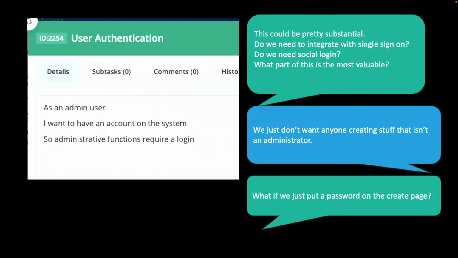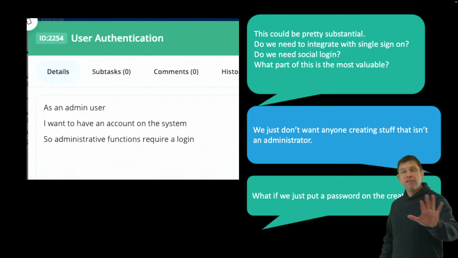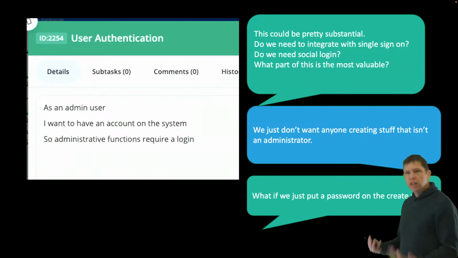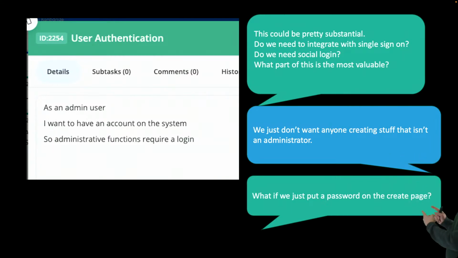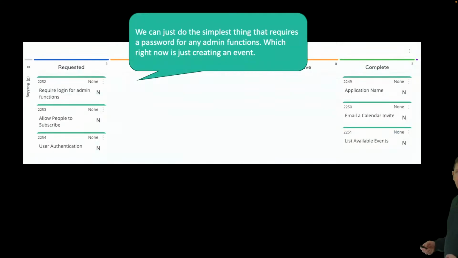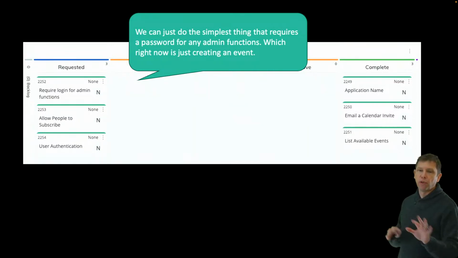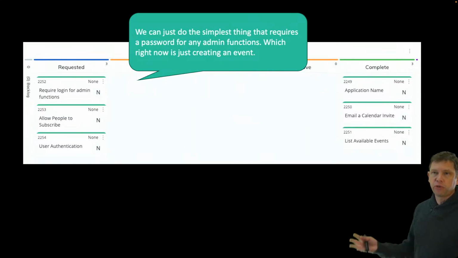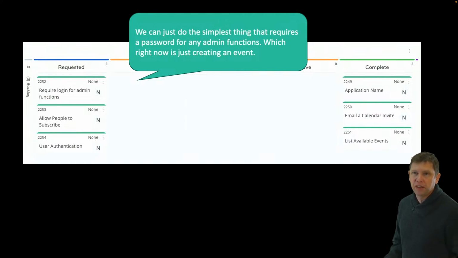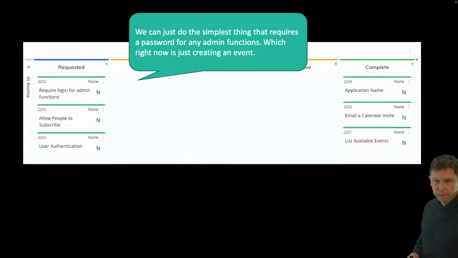So then the developer may say, what if we just put a password on the create page? Okay, now that's definitely not what we want in the end, right? We need a login for this. But this may be a very good next step. And in this case, we can just do the simplest thing that requires a password for any admin functions, which right now is just creating an event. So we've only got a single page that needs to be behind authentication. So just putting a password on it may be a very simple way to do it.